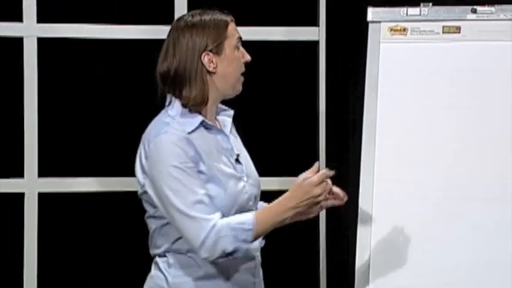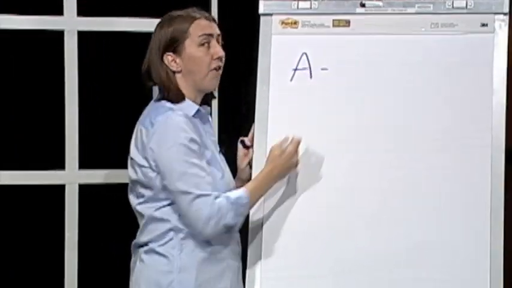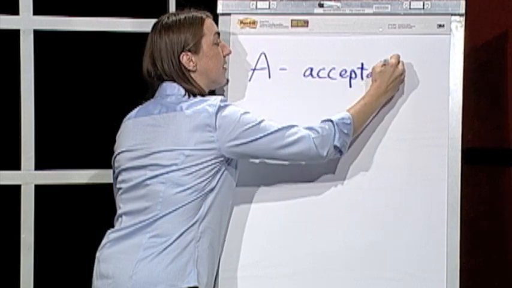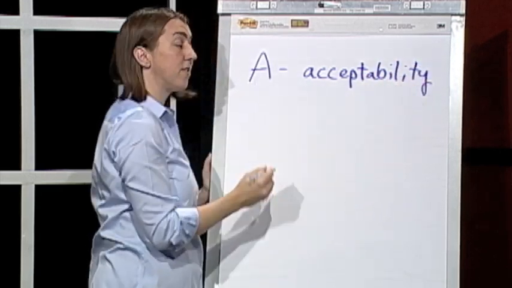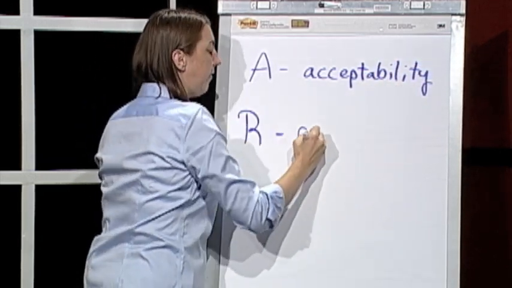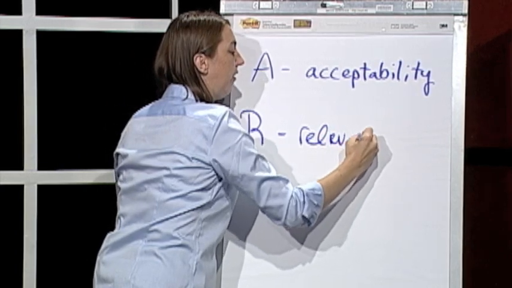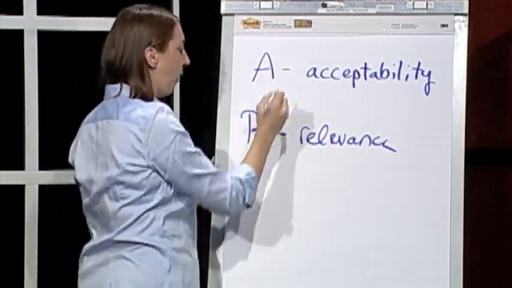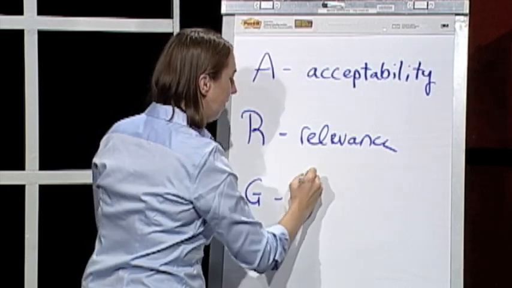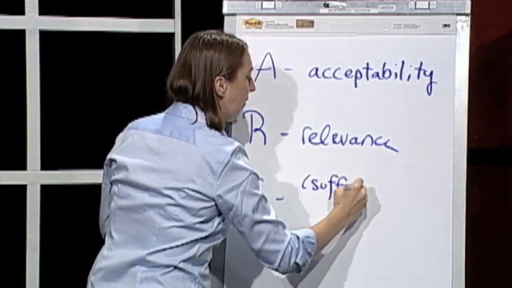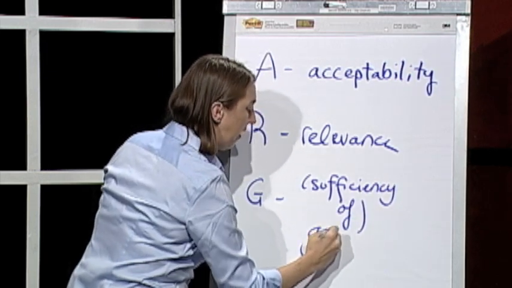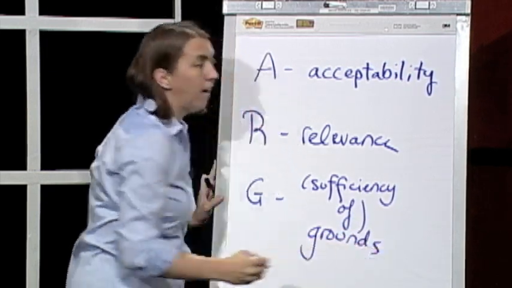So the 3 questions that we're going to ask of any given set of premises that are involved in an argument are, first, acceptability. That's the current step that we'll be talking about in more detail in just a second. 2, relevance. Are the premises relevant, which is a distinctly different question than whether they're acceptable. And third, whether the premises are sufficient. Another way of putting this is sufficiency of grounds.